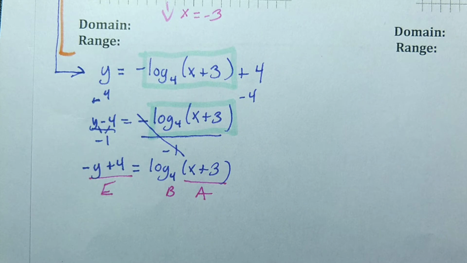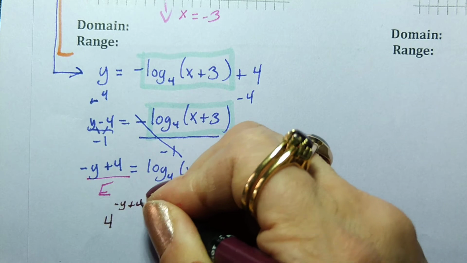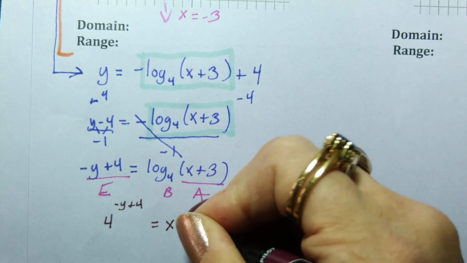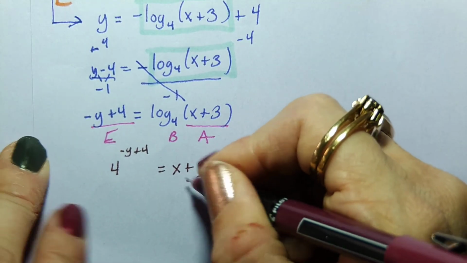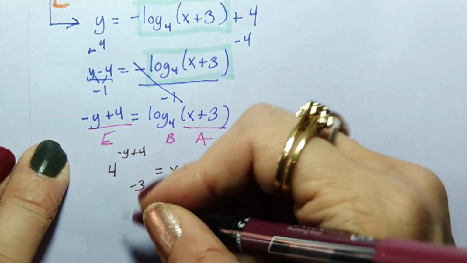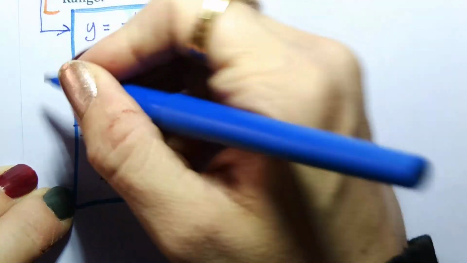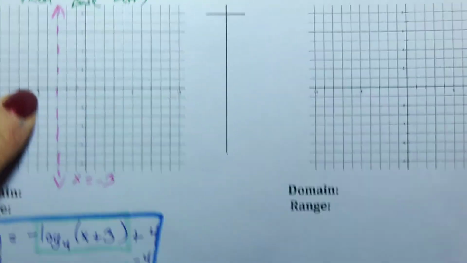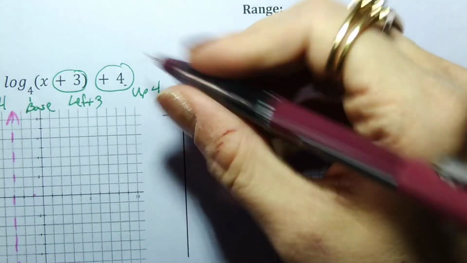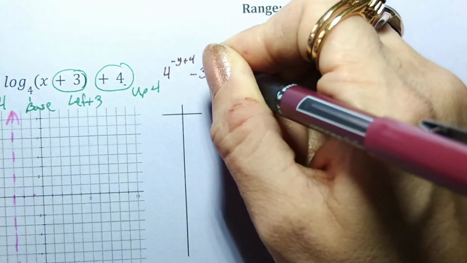So in exponential form, this is going to be 4 to the negative y plus 4 equals x plus 3. Our final step is changing it to an x equals equation, so subtract 3. So our equation, I'm going to box this off, write number 9. So our equation that we are going to use will be 4 to the negative y plus 4, minus 3 equals x.